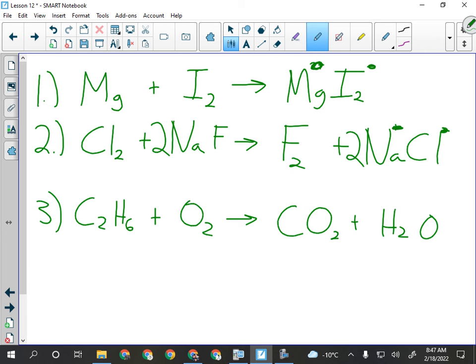Now I balance. Do I need both rules for this one? Yes, 2 is an even number. So start with a 2. 2 times 2 is 4. So I'm going to put a 4 over here. 2 times 6 is 12. 6 times 2 is 12 hydrogens. And now I can look at my oxygens. 4 times 2 is 8. So I've got 8 oxygens in the carbon dioxide, plus another 6 in the water, for a total of 14. 7 times 2 is 14. Yes.